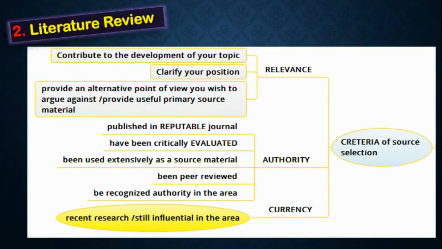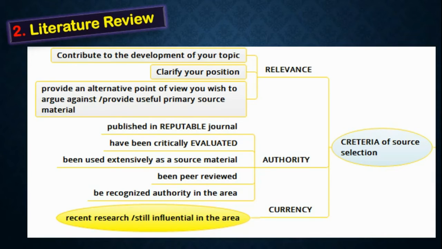We are going to talk about the criteria of source selection for your article. The first one is relevance. Relevant means the research or studies contribute to the development of your topic and clarify your position. The previous articles and background should be the development for your proposed article, the base of your article. They also provide an alternative point of view you wish to argue against, and provide useful, relevant primary source materials.